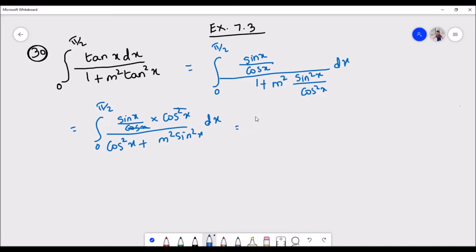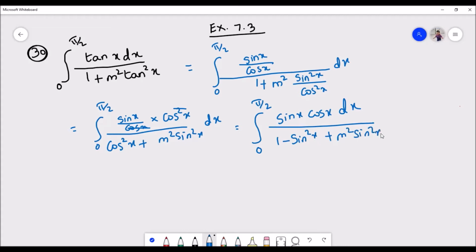So let us change cos square x as sine square x here. So 0 to pi by 2 of sine x cos x dx divided by, we can write cos square x as 1 minus sine square x plus m square sine square x. So we'll just observe the denominator. Sine square x is there, and in the numerator sine x cos x dx is there.